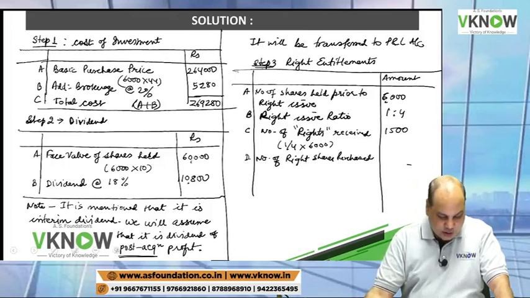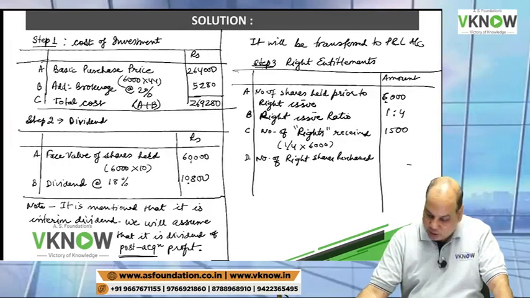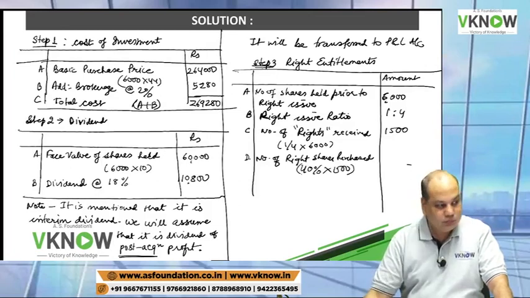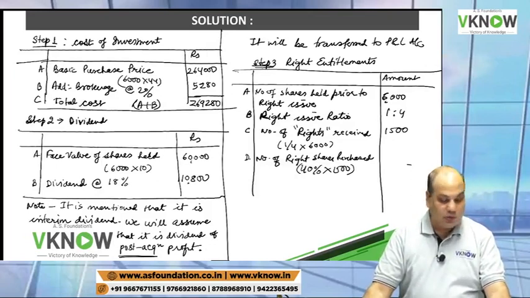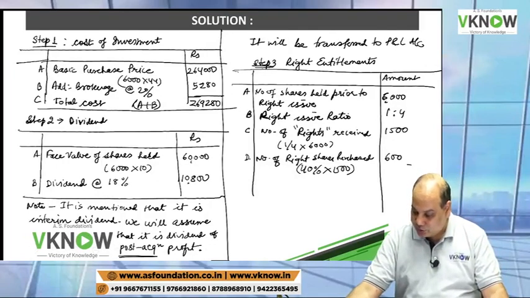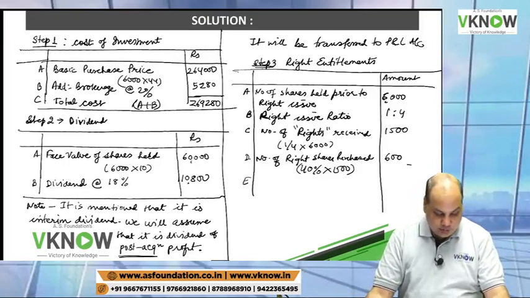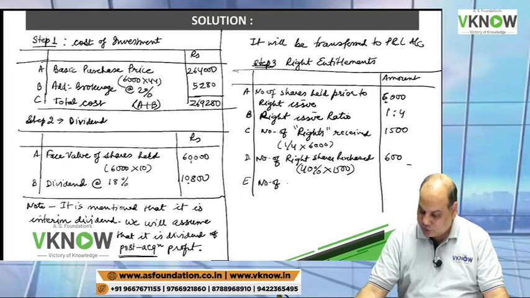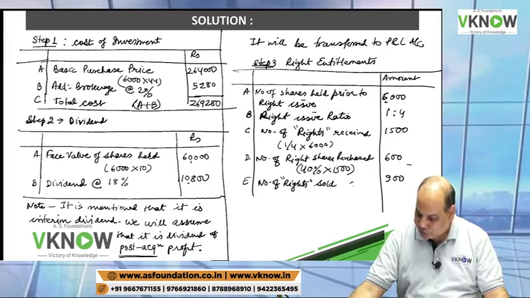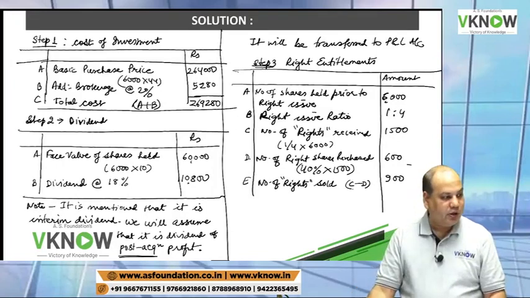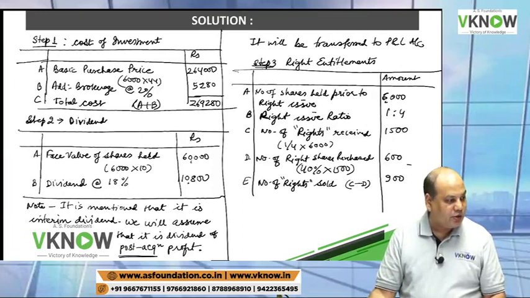So the last paragraph says Meeta exercised the option for 40% of her entitlement. 40% of 1500 is how much? 600. And what about the remaining? Remaining were sold at 2.25. Number of rights sold: 900. C minus D, 1500 minus 600. Yes, that is right.